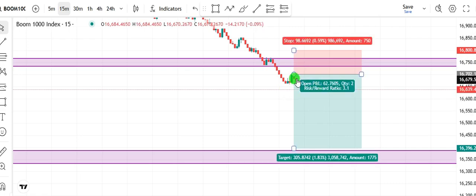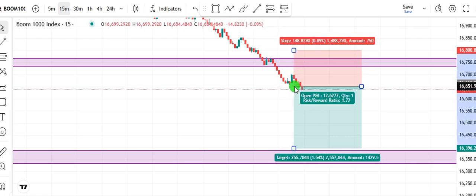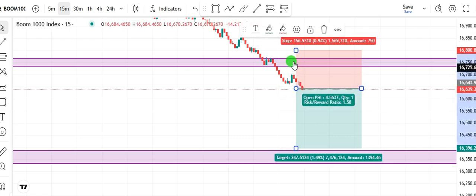But since this is happening, if you want to go short, then going short here and putting the stop loss around here will give you approximately a risk to reward of 1.58. So if this looks good to you, you can go ahead and take it. For me, I think I won't be risking this.